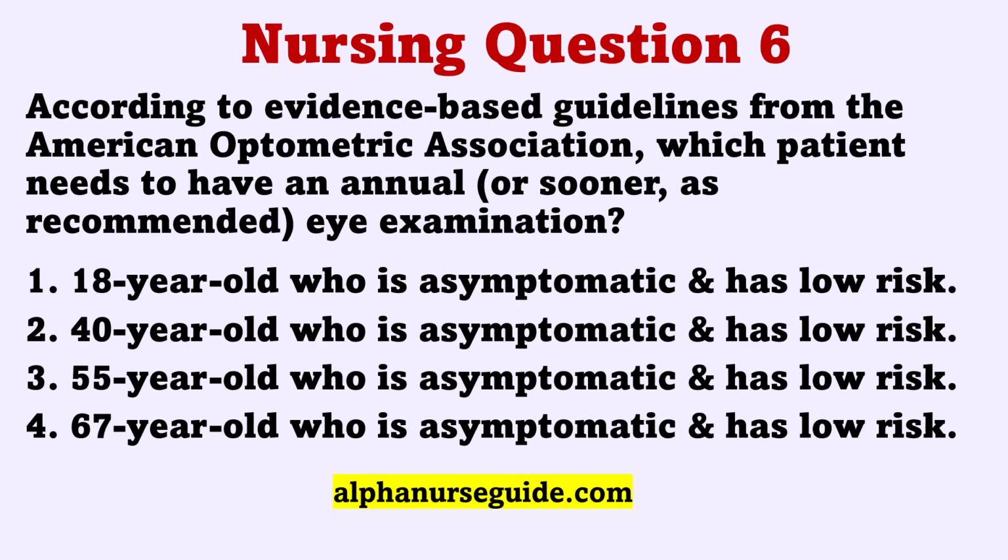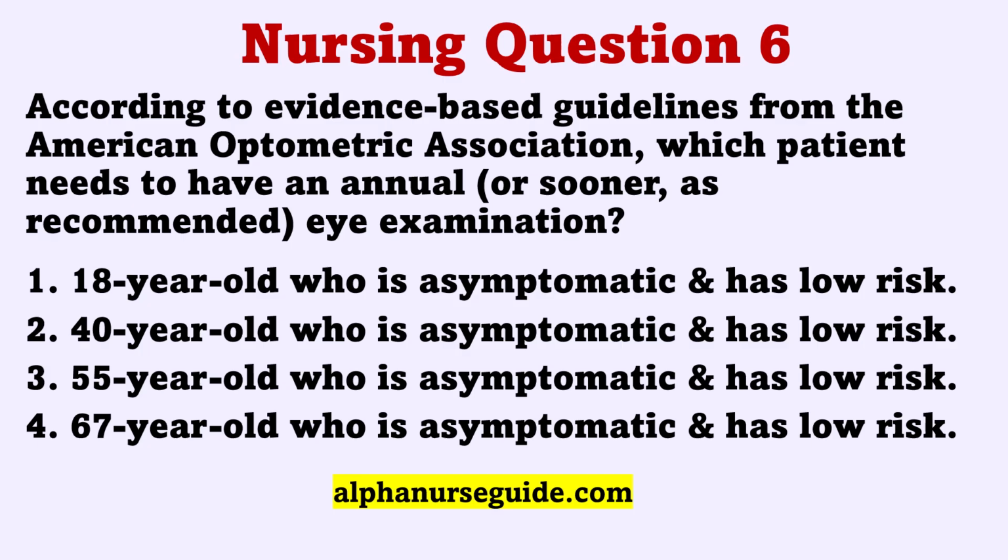According to evidence-based guidelines from the American Optometric Association, which patient needs to have an annual eye examination? 1. 18-year-old who is asymptomatic and has low risk. 2. 40-year-old who is asymptomatic and has low risk. 3. 55-year-old who is asymptomatic and has low risk. 4. 67-year-old who is asymptomatic and has low risk.